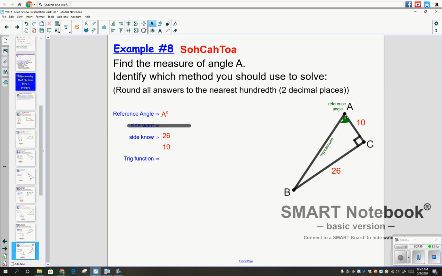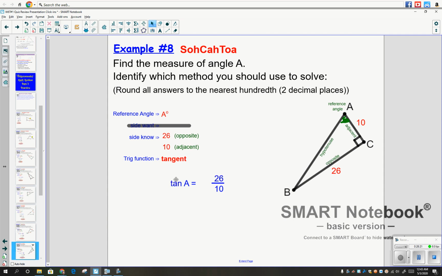Well, 10 is the leg that is next to angle A, so that's my adjacent leg. 26 here is across from angle A, so that's my opposite leg. So 26 is opposite, 10 is adjacent. Which trig function uses opposite and adjacent? Yeah, tangent. So tangent of angle A equals the ratio of opposite over adjacent. That is 26 over 10.